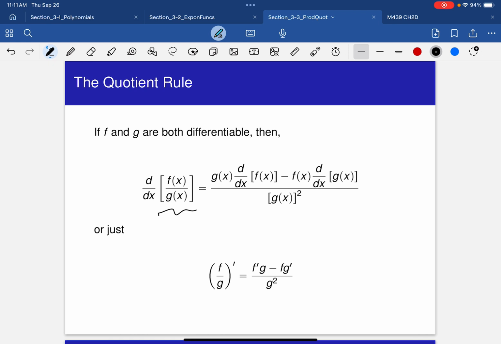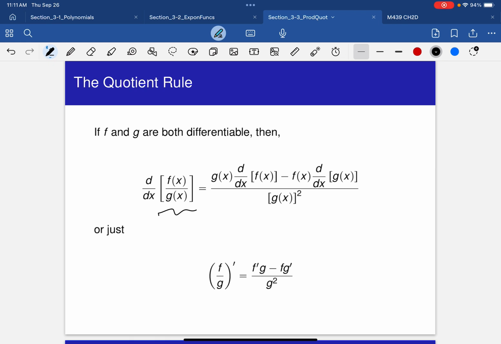Sometimes, or at least my old calculus teacher told me, an easy way to remember this rule is that the derivative of the quotient is low times the derivative of the top, or low d high, minus high times the derivative of the bottom, or high d low, all over low low, or low squared.